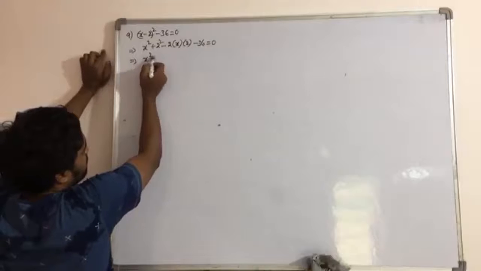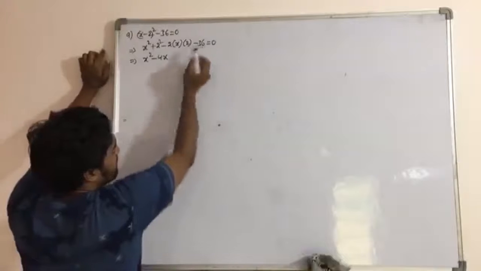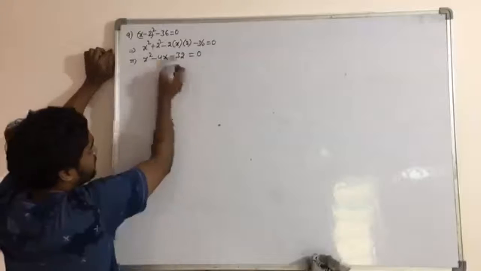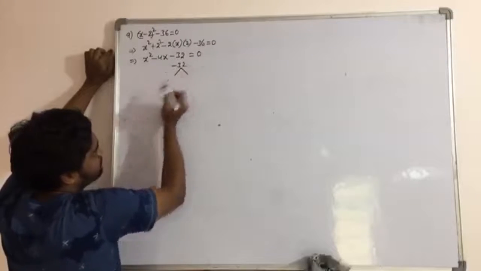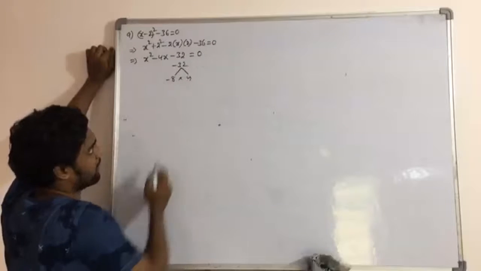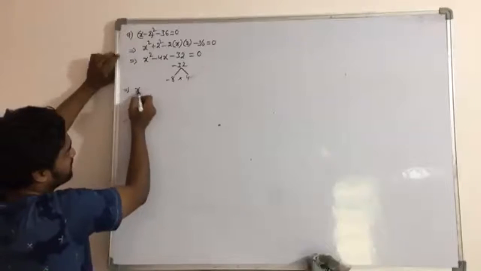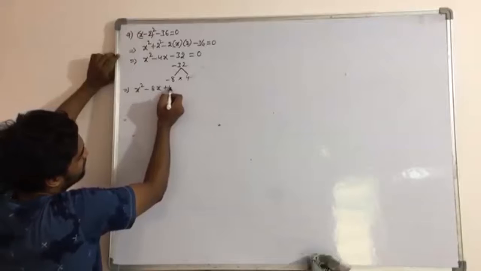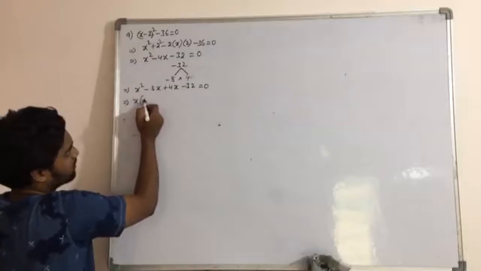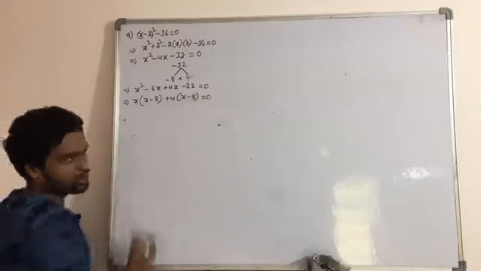Now x square minus 4x, now 2 square, 4 minus 36, minus 32 is equal to 0. Now product 1 into minus 32, minus 32. I have to get minus 4 on adding two terms. So which would be definitely minus 8 into 4. So now factorization, x square minus 8x plus 4x minus 32 is equal to 0. So take x common, x minus 8 plus 4 of x minus 8 is equal to 0.